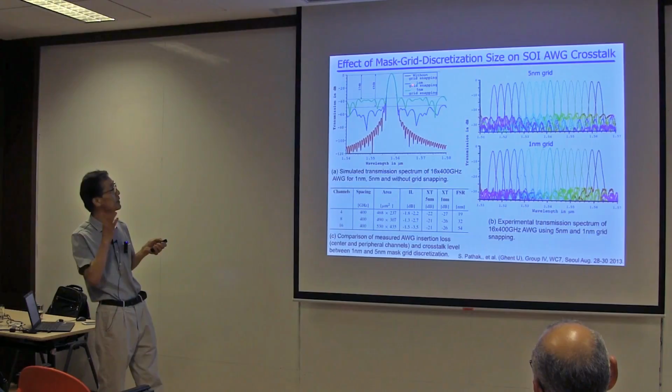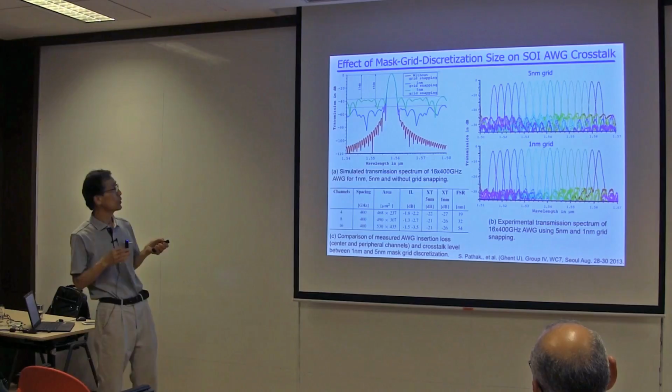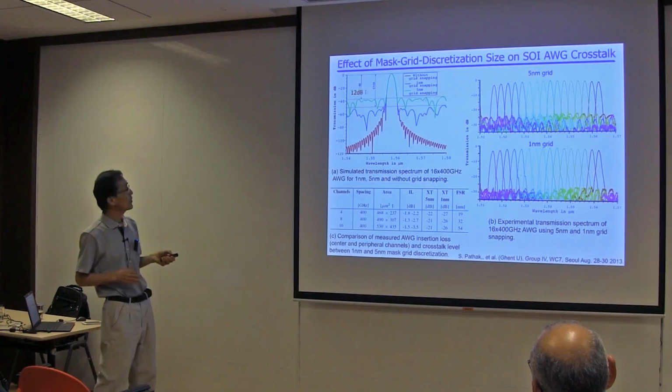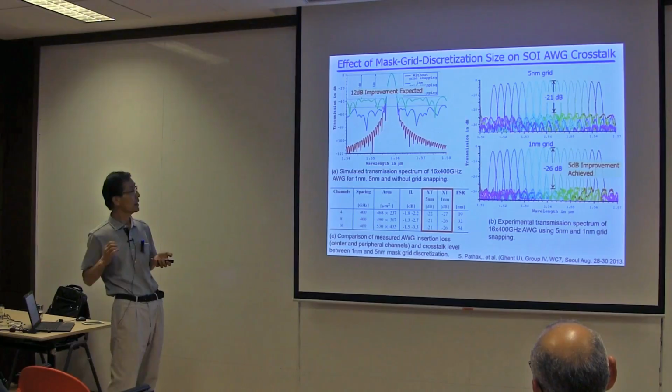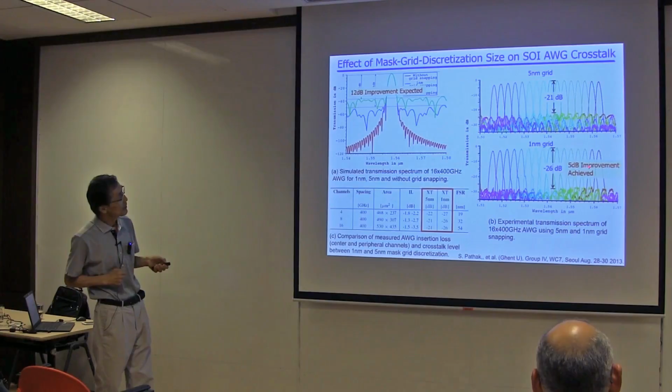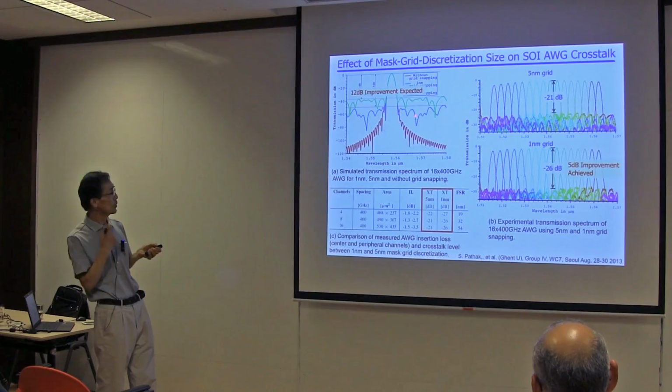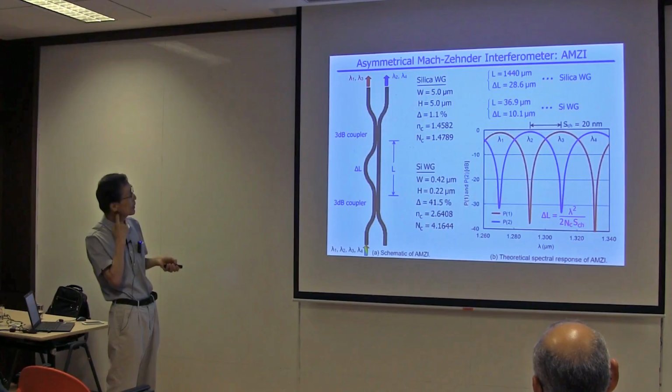So it should be very experimental research, I suppose. And with 1/5 shrink, the grid size in this case was 0.2 nanometer. Theoretically, they expected 12 dB crosstalk improvement if the crosstalk solely comes from this grid irregularity. But in practice, what they got is just 5 dB improvement. So this is not really the true origin of the crosstalk. So, okay, I will take another example.